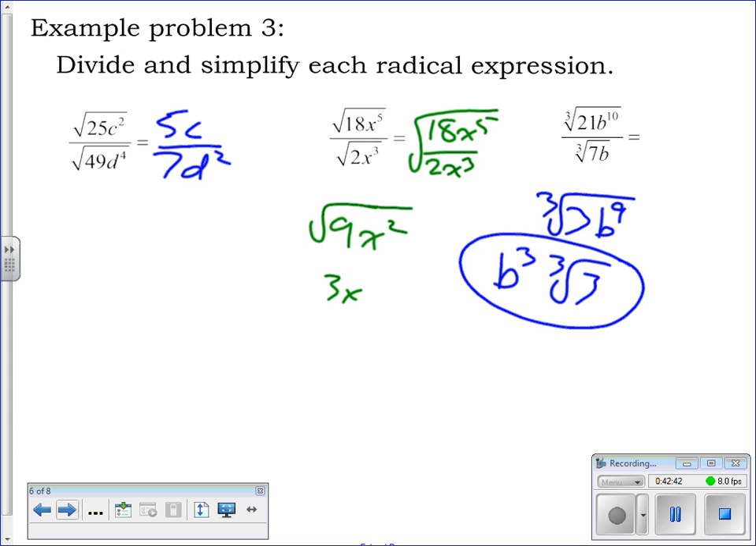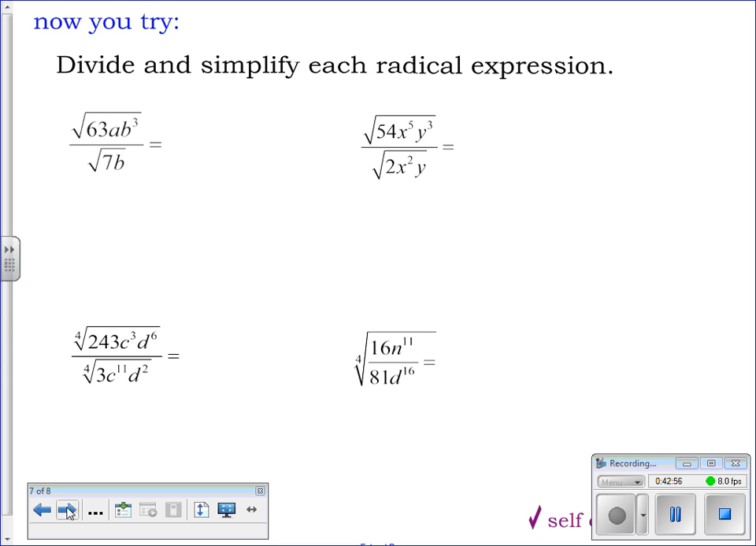Notice I did the second two different than I did the first one. And that's because I looked at the problem first. I go, ooh, perfect squares. I'm not screwing with it. If I don't have perfect squares, then I'm going to simplify first and see what happens. Okay? Your turn.